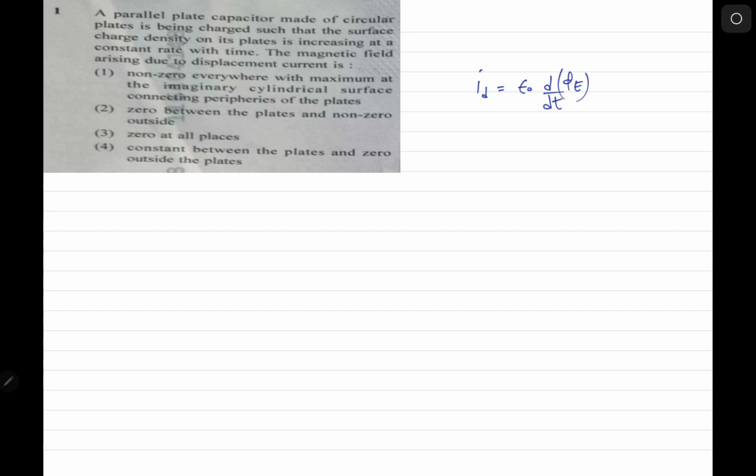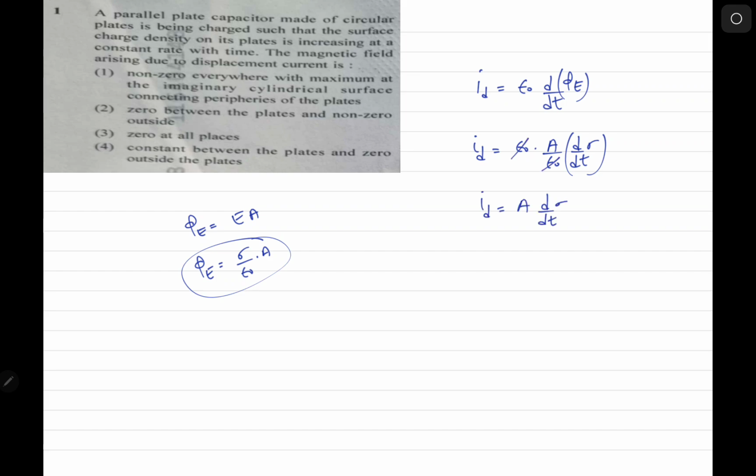Phi_E stands for the electric flux. The value of phi_E is E into A, and the field between the plates will be sigma by epsilon naught into A. So i_d will be equal to epsilon naught d by dt of phi_E. So we'll differentiate this one. A by epsilon naught is constant, d by dt is sigma. Now from here, we can cancel it out. So i_d is A into d sigma by dt.